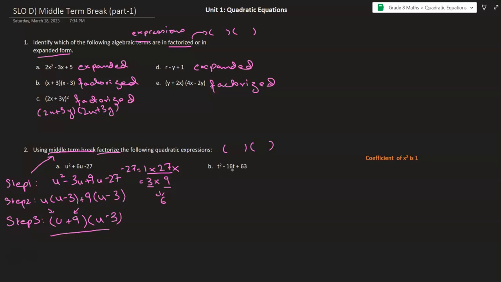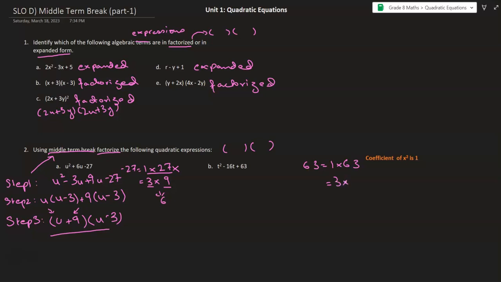So we have t square minus 16t plus 63. So I have to find two numbers that give me 63 when multiplied, and when added give me 16. So what I have to do is basically I will write 63 here, and I'm going to write possible combinations of numbers that give me 63 when multiplied. So 1 into 63 gives me 63. So it cannot be divided by 2. So 2 is not an option.